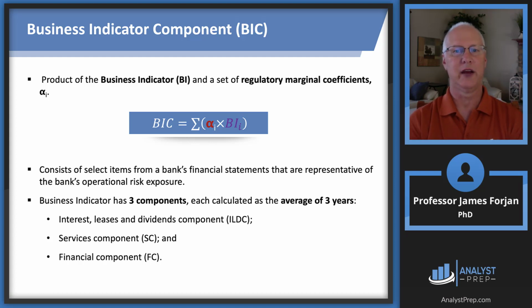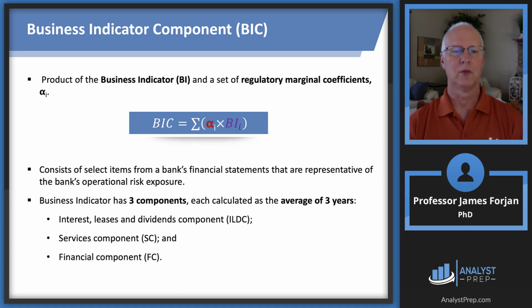Now, the business indicator component is really a simple calculation as well. Notice what I have in the formula there. Forget about the sigma. We're going to have to sum a couple of things. You'll see that in a slide here in a moment or two. But just focus on the alpha sub i. There's that regulatory marginal coefficient, and we're going to multiply that by the business indicator. And so we're going to have a few of those, maybe 3, and so we'll have to sum those. That's why I have that big old summation sign outside of the parentheses.